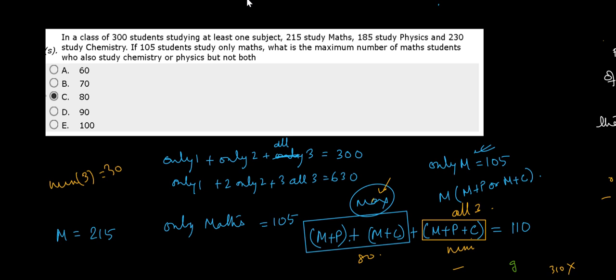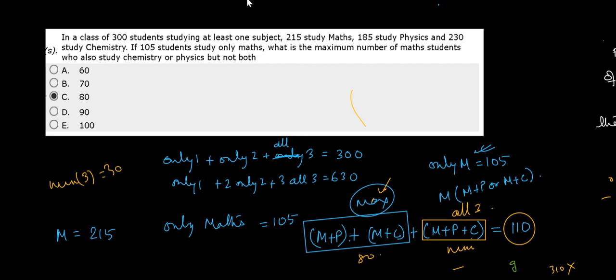Everyone understood this? Yes, sir. Mansi, did you understand this? Sir, a little bit. Shall I repeat? No, sir, I understood. So, how did we get 110? How did we get 110? This one.